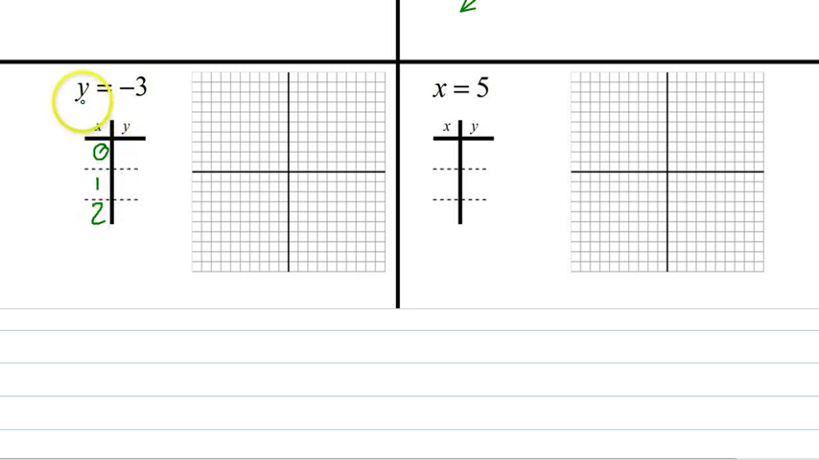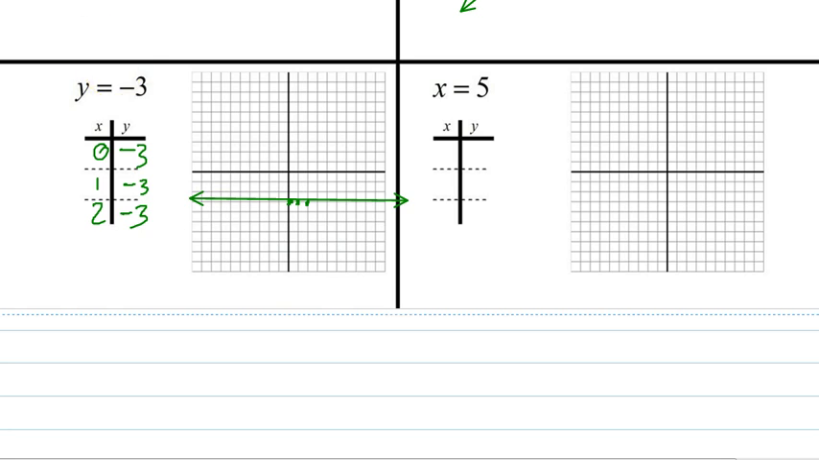Well, if X is 0, what does Y equal? It tells you Y is -3. If X is 1, Y is, well, Y is -3. X is 2, Y is, you guessed it, -3. So if you plot those points, (0, -3), (1, -3), (2, -3), you'll notice it's following a nice little pattern here. It is a horizontal line. So if you have Y equals, these are horizontal.